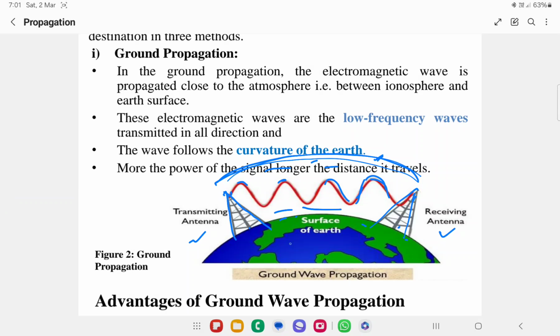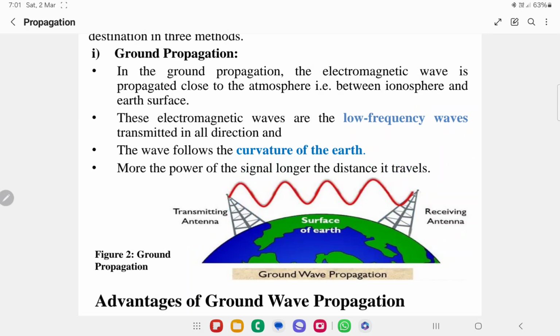In ground propagation, the electromagnetic wave follows the curvature of the earth. Suppose you have the earth like this, with one antenna here and one antenna here. The signal will transmit like this, following the curvature of the earth, and from the transmitting antenna the signal will be sent to the receiving antenna.